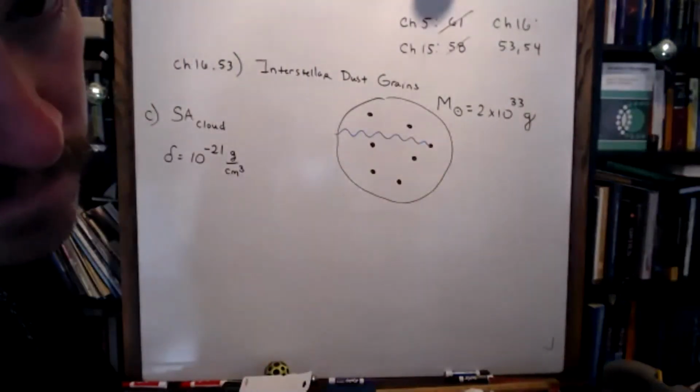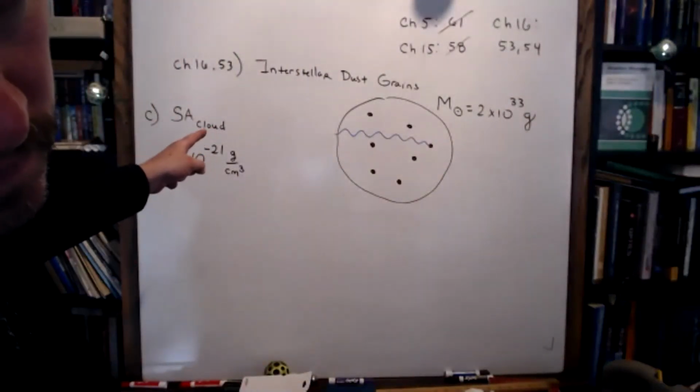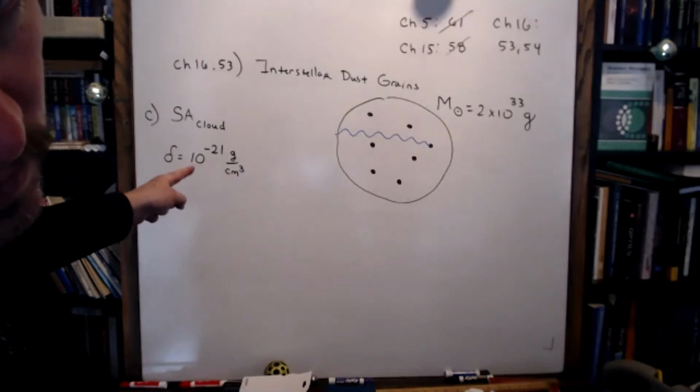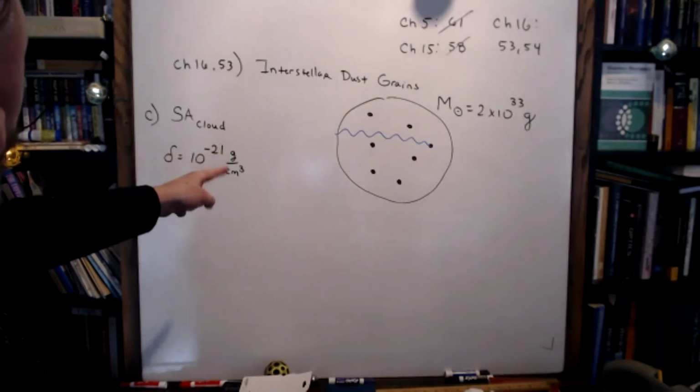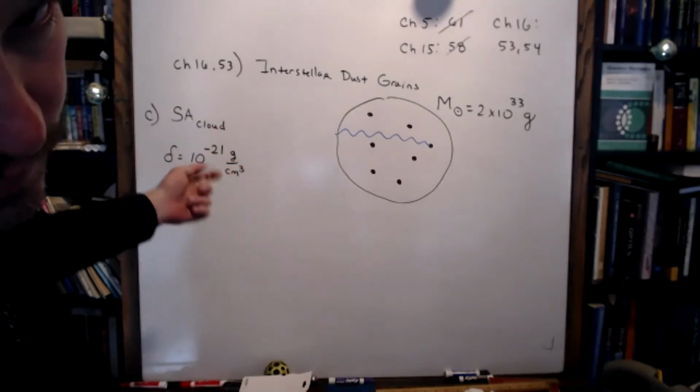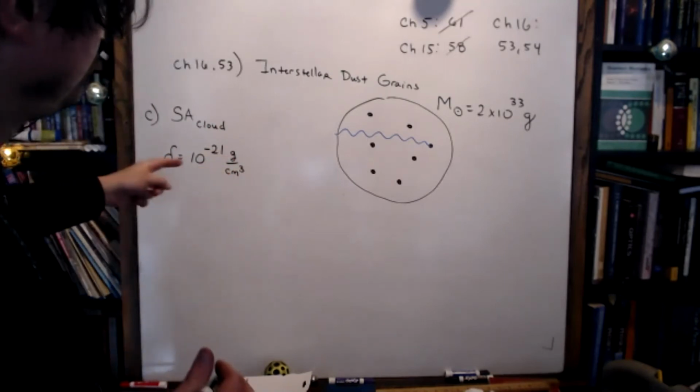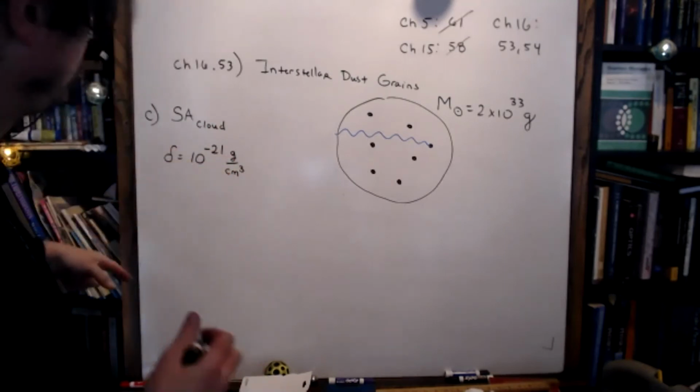Sorry. Estimate the total surface area the cloud covers, assuming that its matter density is like that of a typical molecular cloud, about 10 to the negative 21 grams per cubic centimeters. And then state your answer in square light years.